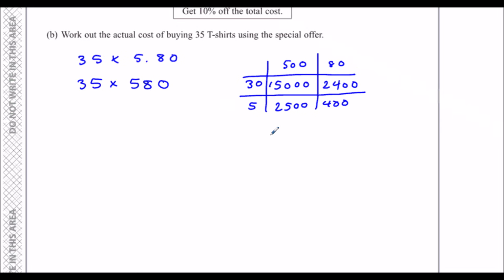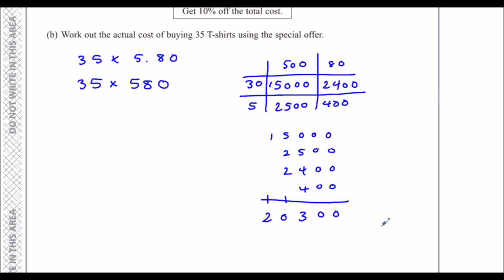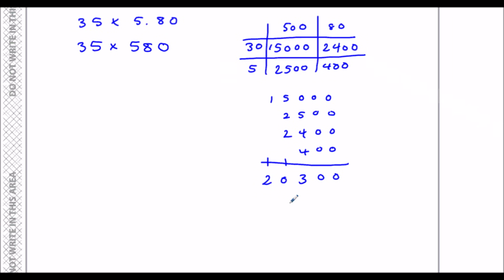So I'm going to add up these numbers. So 15,000. 2,500. 2,400. And 400. Going to add them up, we've got 0, 0. 5 plus 4 plus 4 is 13. 5 plus 2 plus 2 plus 1 is 10. And 1 and 1 makes 2. So that's 20,300 pence, or £203.